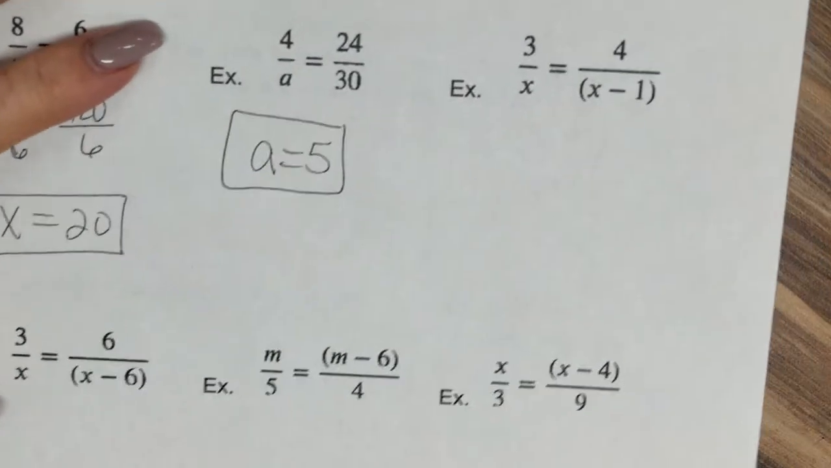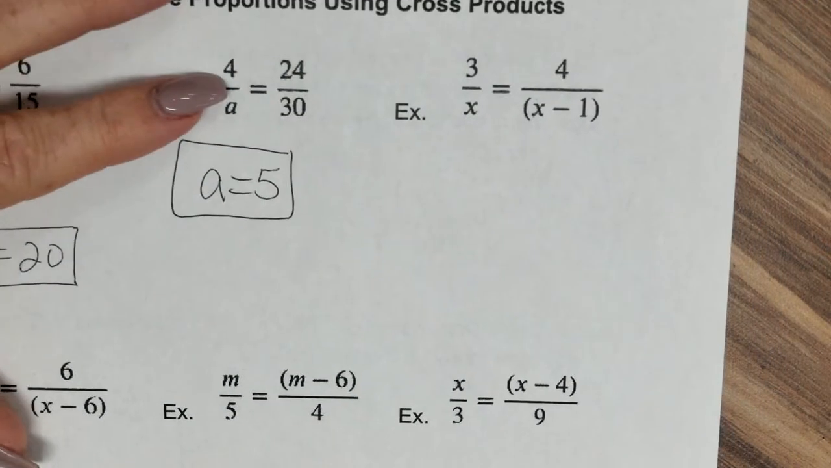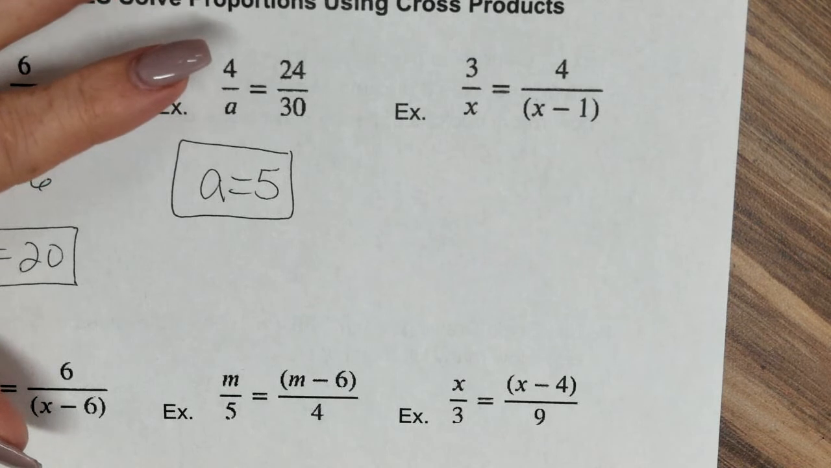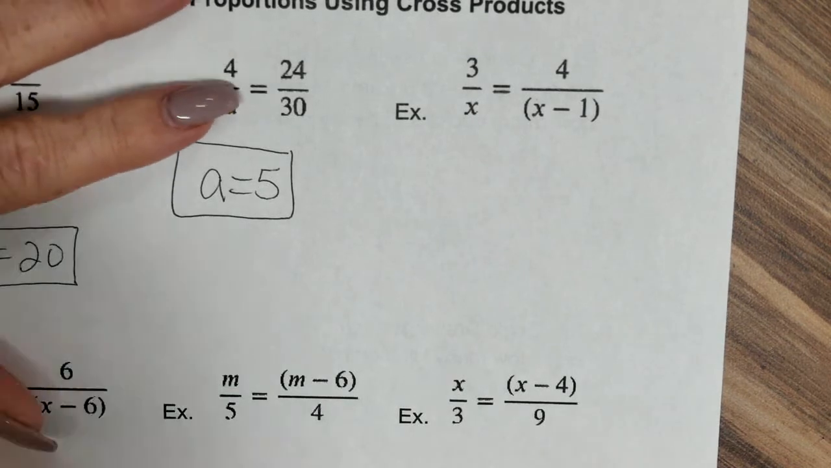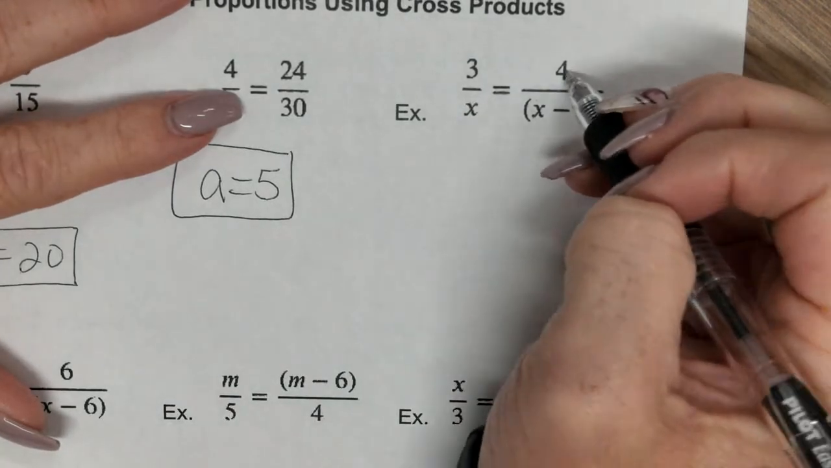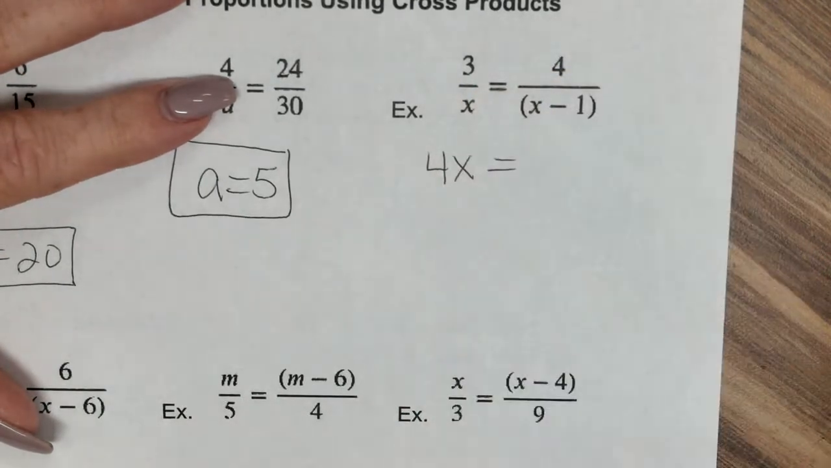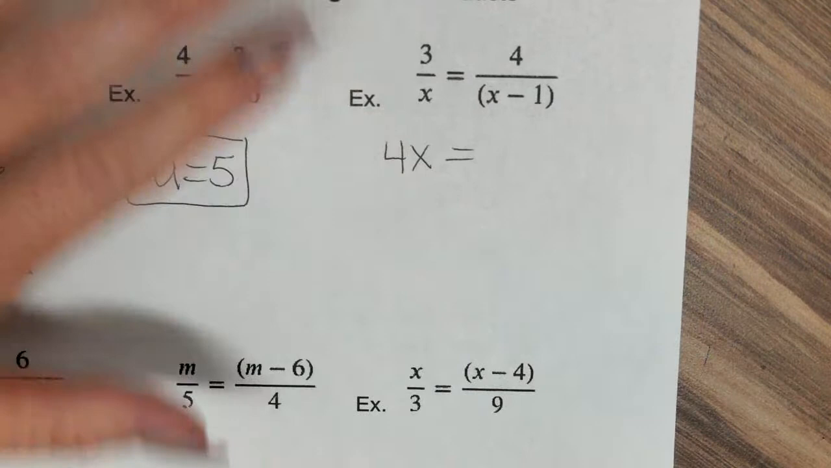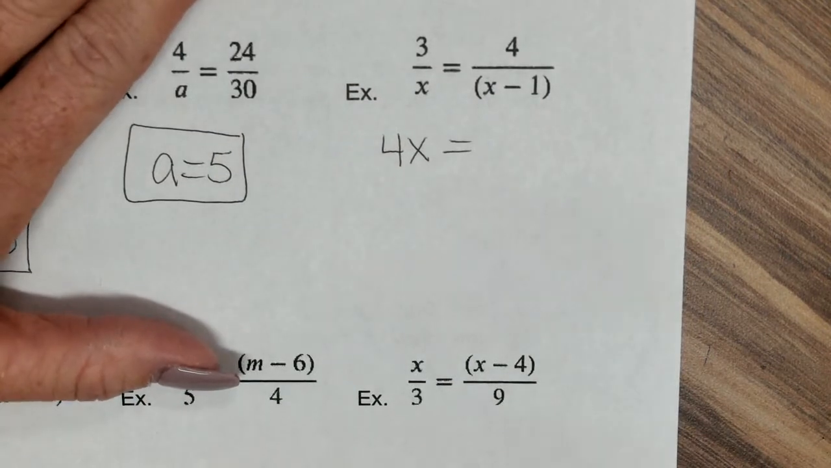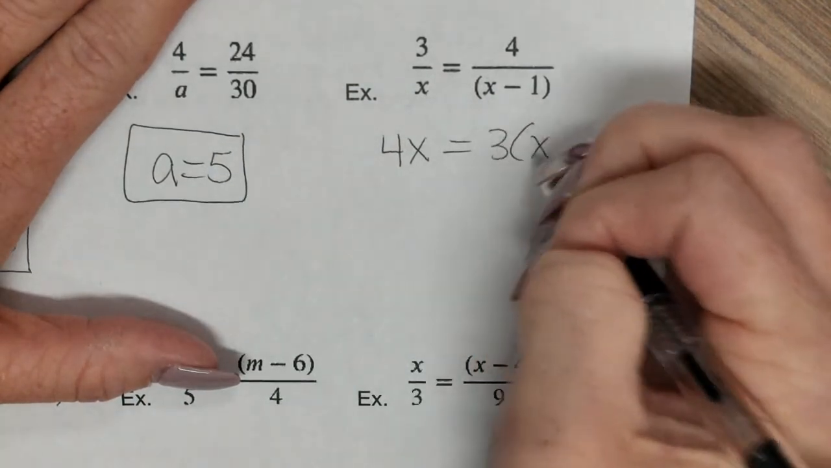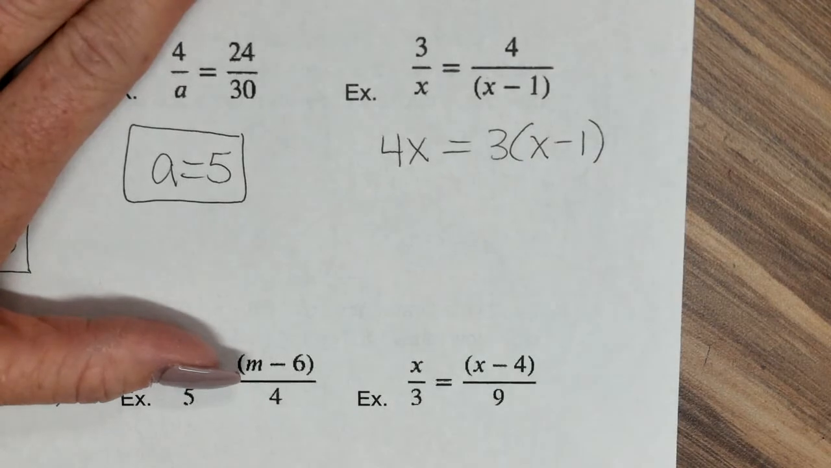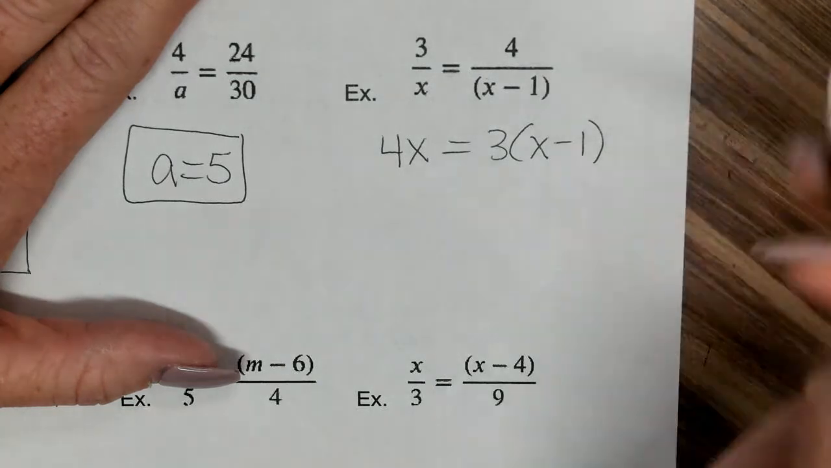Okay, the next one. What am I going to do? Cross multiply. So I'm going to start with this one. 4 times x is. And then how am I going to write this one since there's parentheses? Good. What should I do with the subtraction sign in the parentheses? Keep, change, change.